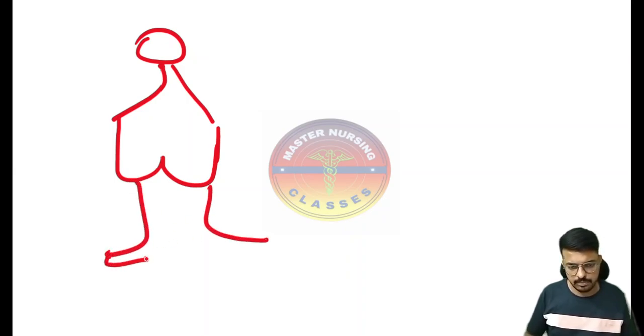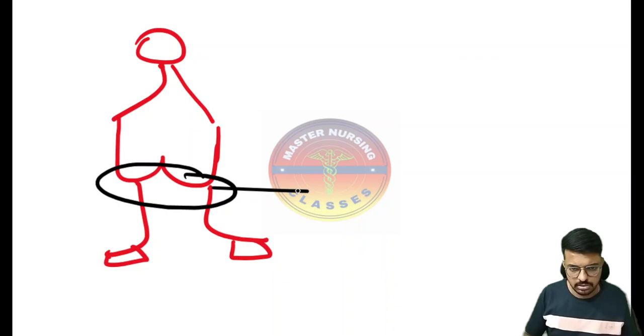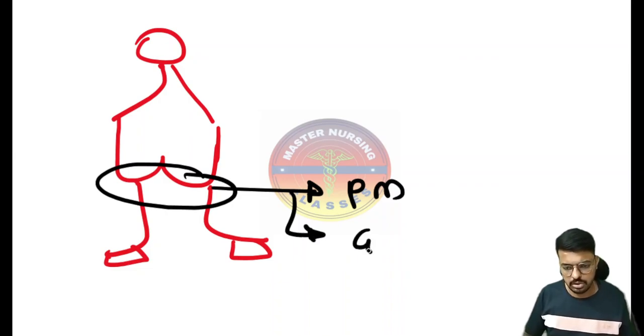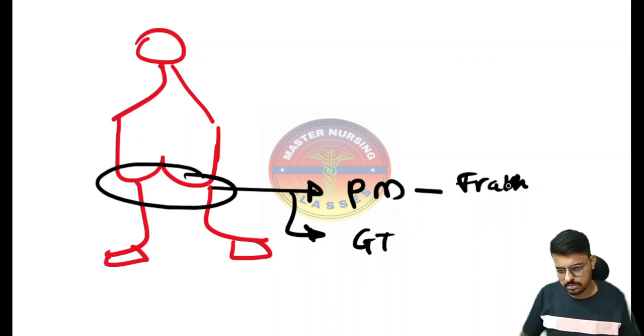Let me take it completely. First, we have seen the two maneuvers to deliver the buttock. That is the Finard maneuver and one more is the groin traction maneuver. This one we have used in the frank breech, and this one we have used in the complete breech.